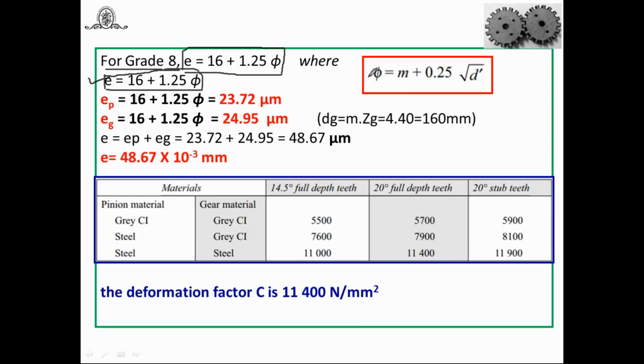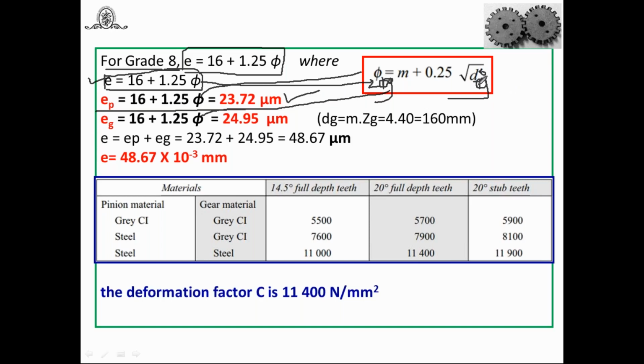So you can calculate. But while substituting this value of 5 for pinion, m plus 0.25 under root ER dp. If you are going to substitute the value of 5 for gear, the dp becomes 5g, and here instead of dp it becomes dg. So you can substitute accordingly, modify this equation. You will get EP is equal to 23.72 micron.